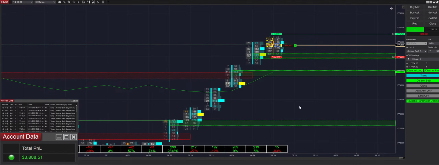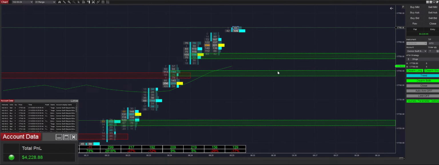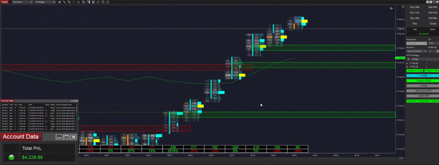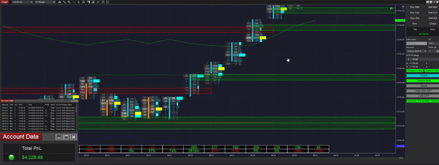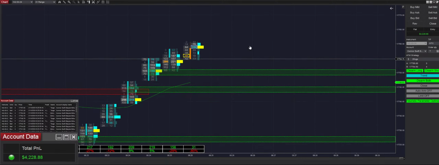Just got filled long here. End up winning that trade, up to $4,200 on the day. We're having a pretty stellar trading day here, getting filled into a lot of trades, and we won quite a bit of them. Always nice to see.